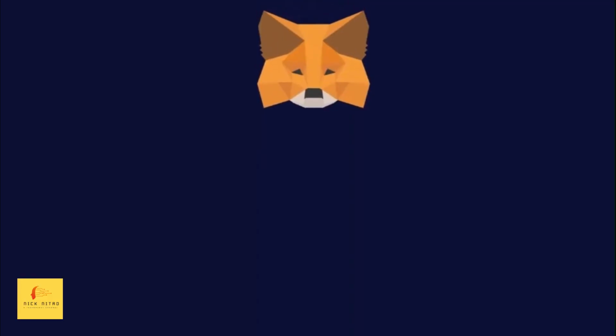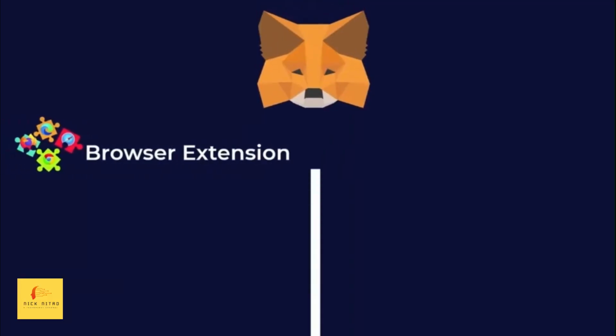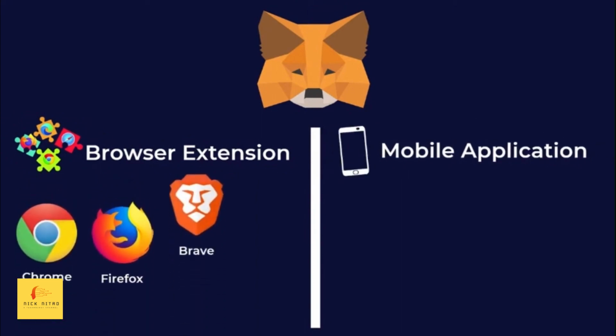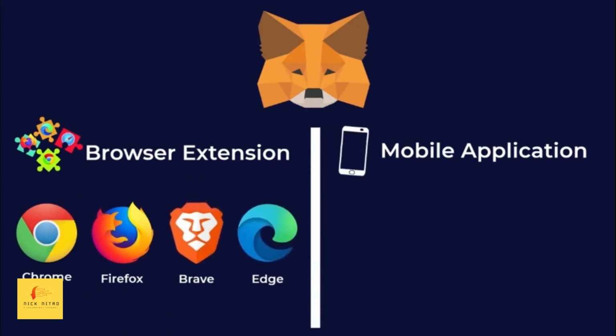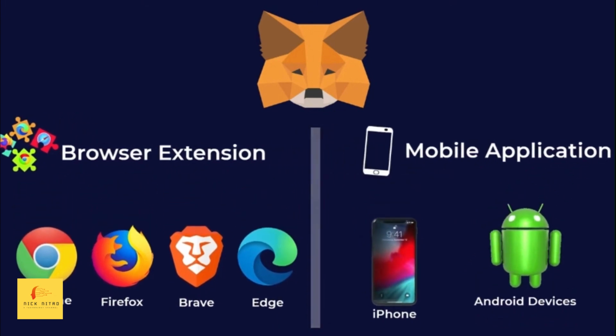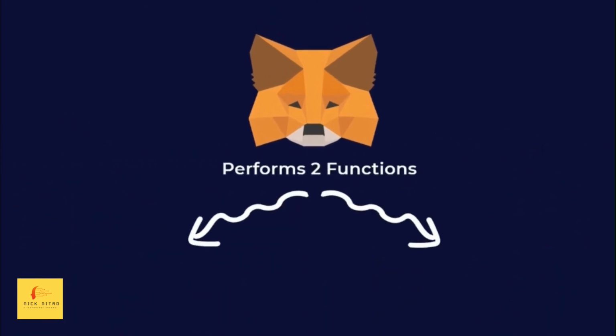Metamask is a software crypto wallet that comes as a browser extension and as a mobile application. The browser extension is available for Chrome, Firefox, Brave, and Edge, with the mobile application also available for iPhone and Android devices. Metamask performs two main functions.